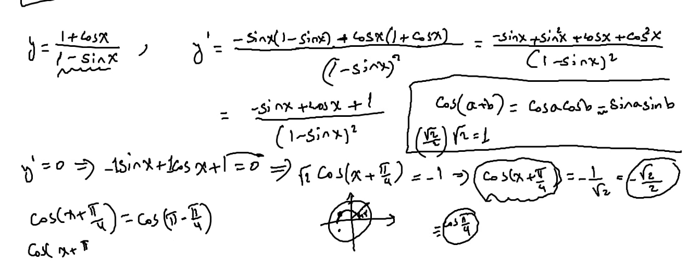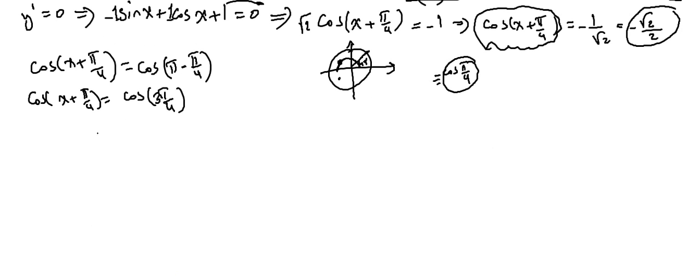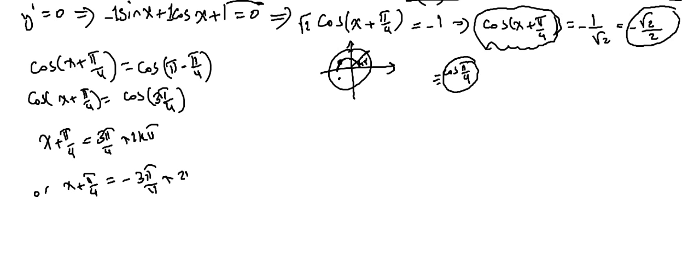Cosine x plus pi over 4 equals cosine, what is pi minus pi over 4? It's 3 pi over 4. And when cosine x equals cosine theta, then x equals theta or minus theta. This means x plus pi over 4 equals 3 pi over 4 plus 2k pi, or x plus pi over 4 equals minus 3 pi over 4 plus 2k pi, right? That's nice.